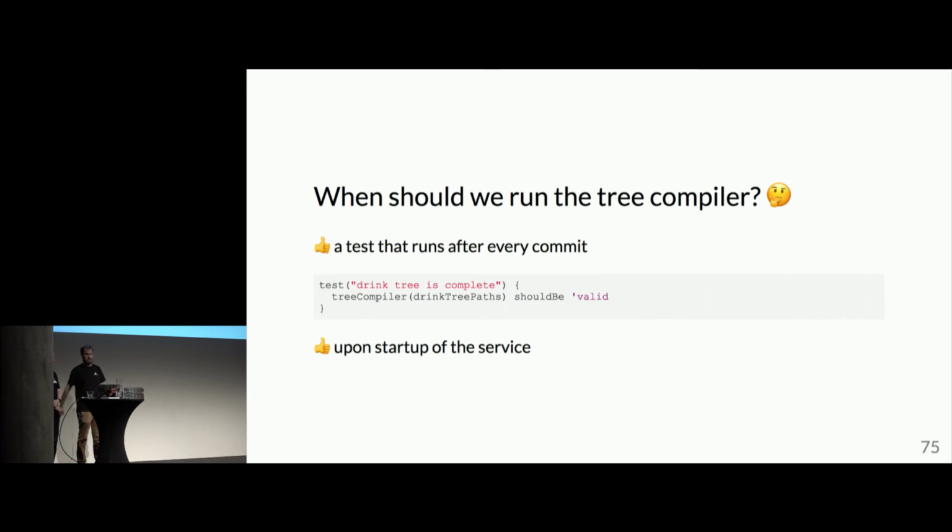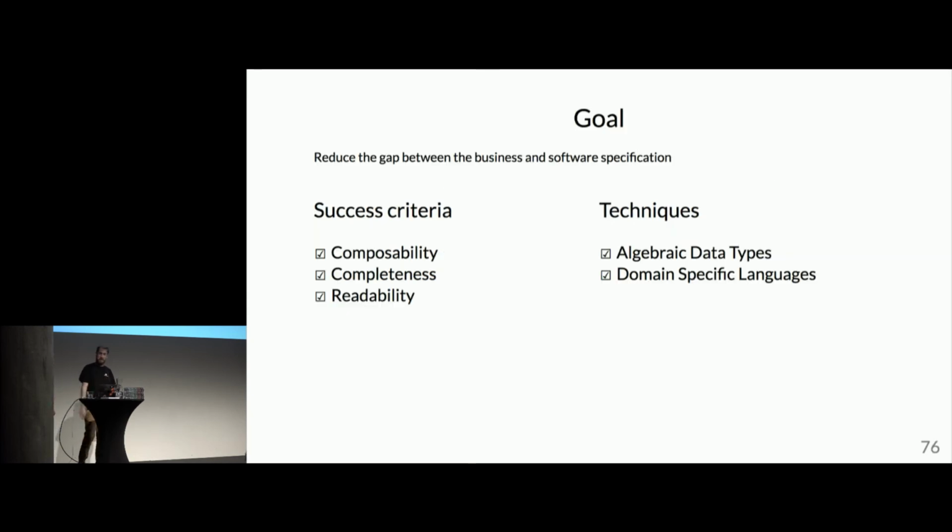So if we go back to our very first goal, which was to reduce the gap between software specification and the business, we've actually nailed it with these two simple techniques. That's all we did. We just used ADTs to represent our logic and our data, and we used a DSL to give a syntax that was closer to the way we're talking about the problem with the team. And we've ticked off all our success criteria.